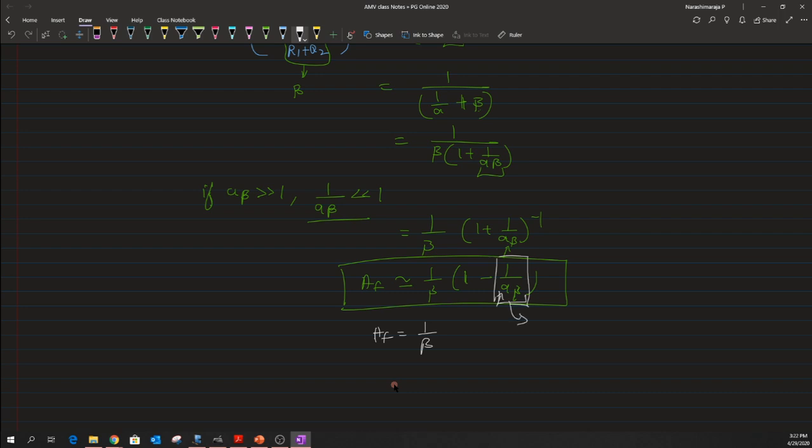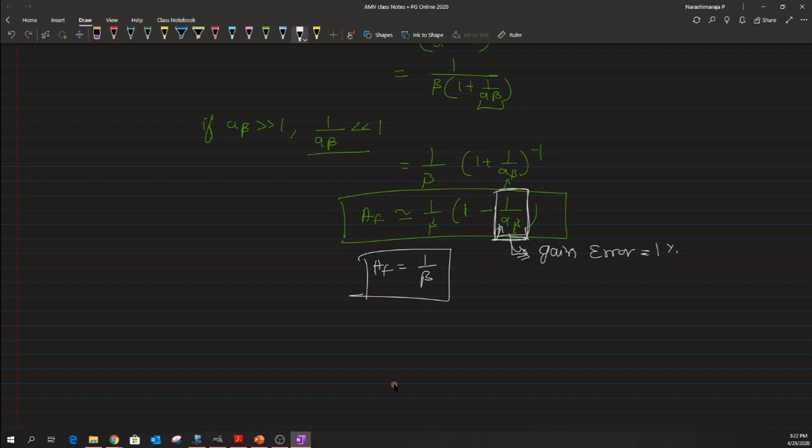So what it really means is that the gain has deviated from this particular quantity by this expression, which is 1 upon A beta, and we call this expression of 1 upon A beta the gain error. We want to ensure that this gain error is not more than 1%. We want to restrict this gain error to be less than 1%, and that is the spec being given to us as a designer. So if you want a gain error of 1%, what is supposed to be the value of this open loop gain? That is the question.